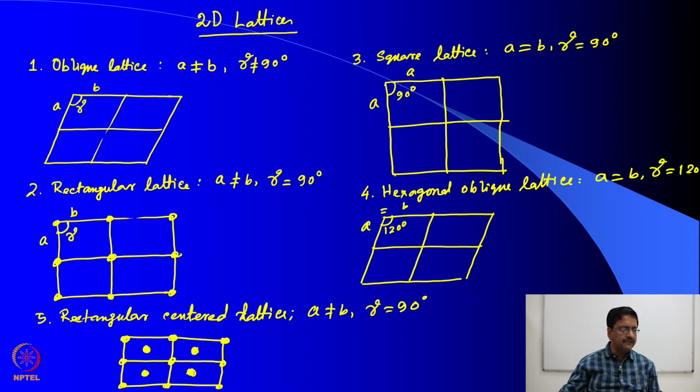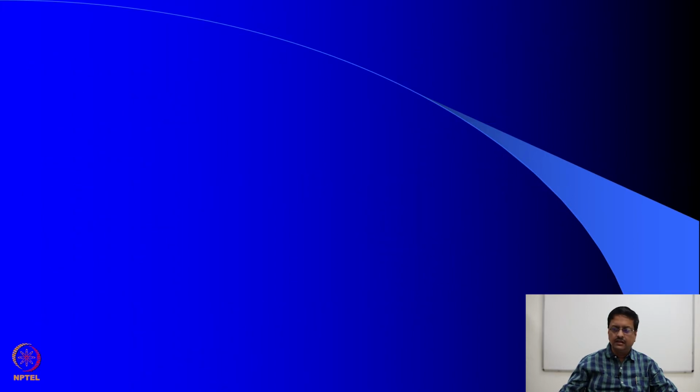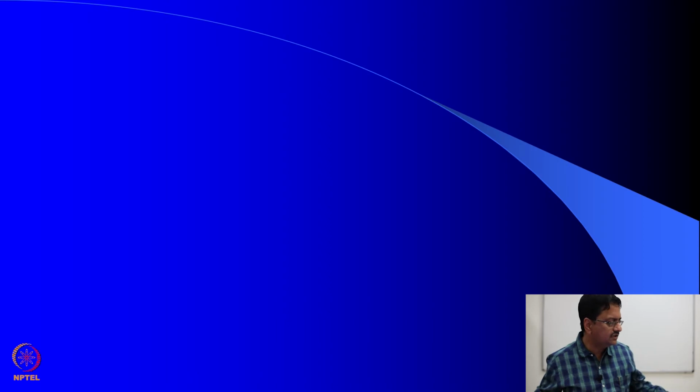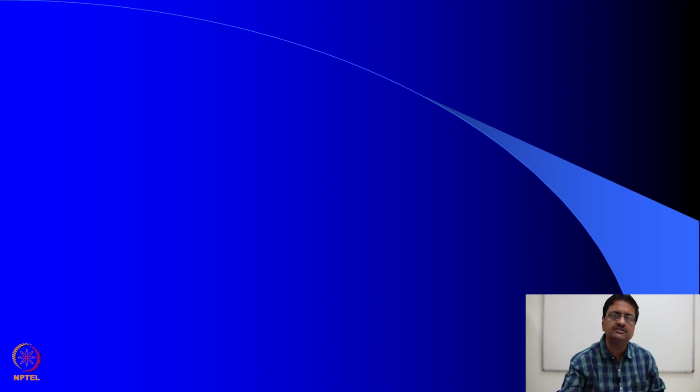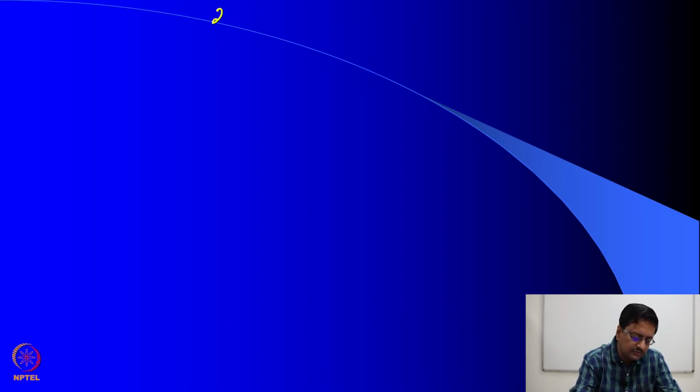So these are five different two-dimensional lattices that are possible. Just like seven crystal systems, here you have five different types of Bravais lattices in case of two-dimensional symmetry. Now let us try to see what are the possibilities of different space lattices in 2D, that is 2D space groups.